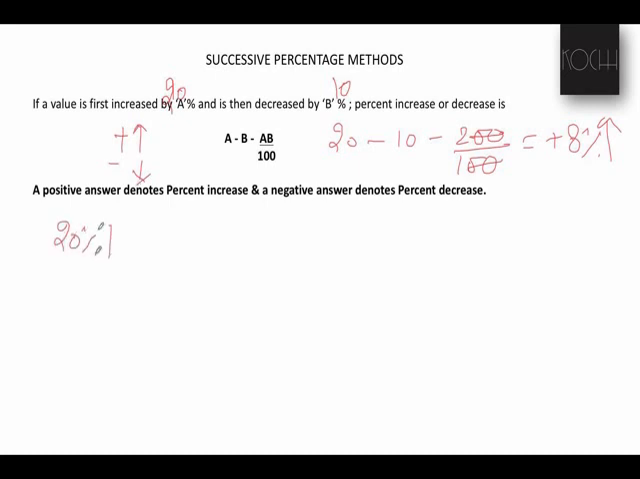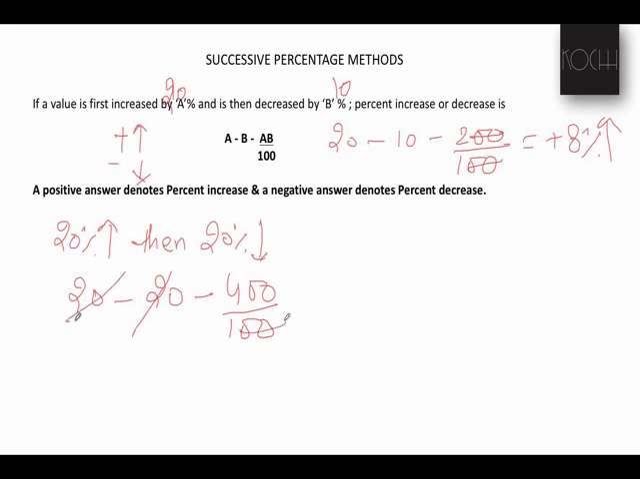So what if a value is first increased by 20% and is then decreased by 20%? Now, all the competitive exams give such questions as well, because we are willing to say that there is no change, because a value was first increased by 20% and was then decreased by 20%. But if you apply the same formula with the new values, then a minus b minus a into b upon 100. Now this cancels out and our answer is minus 4. This means there is a 4% decrease.